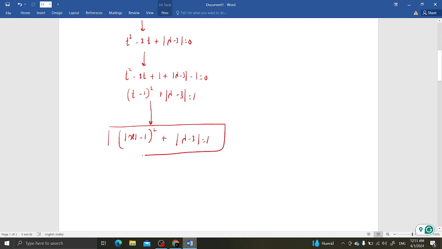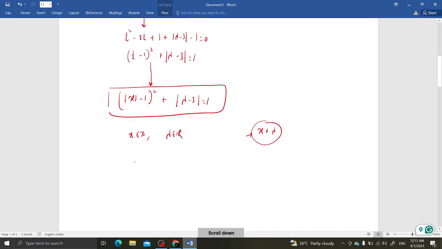We need to find what is our x. x belongs to Z and lambda belongs to R. Actually they are asking the maximum value of this expression x plus lambda. So here, first of all, by the hit and trial method I'll find the solution of this equation. Observe that the mod function is here, mod of x minus 1 whole square plus this one. This is a non-negative term, this is also a non-negative term, and their sum equals 1.